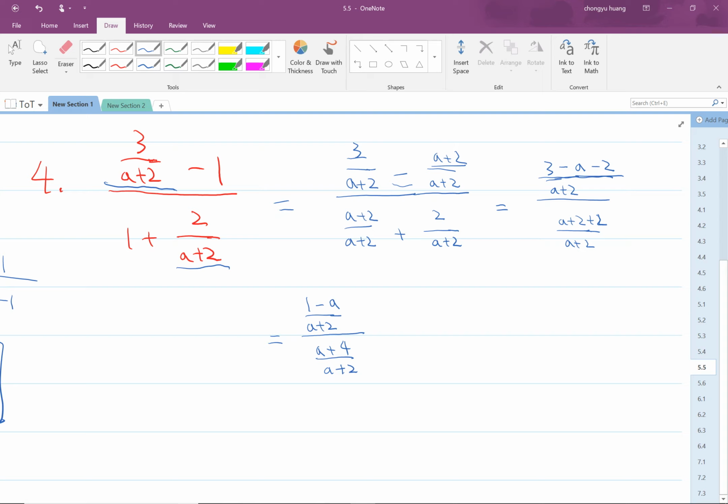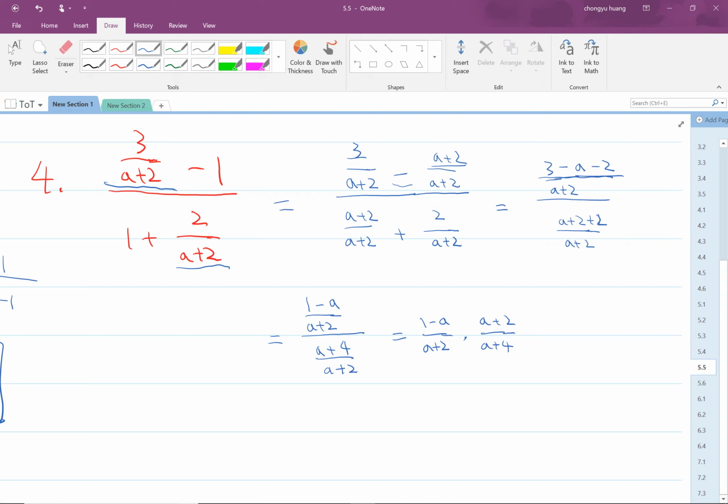So now we have to simplify further. We want to get rid of the division, and how we get rid of it is we reverse it, so we flip it, to make division into multiplication, right?